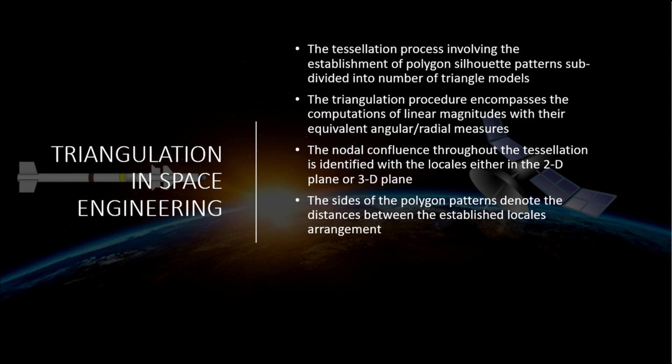Now come the sides of the polygon patterns, which denote the distances between the established locales arrangement. So basically the nodals would be the spacecrafts and the sides of the polygon would be the distances between the spacecrafts. Now let's move to the next slide.